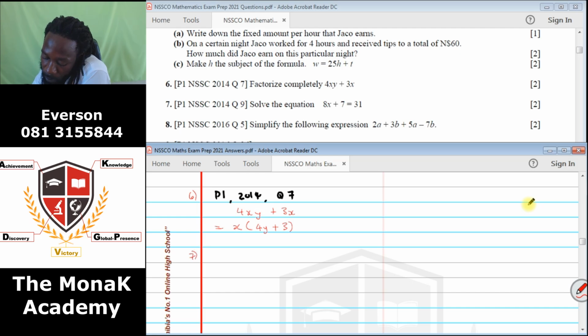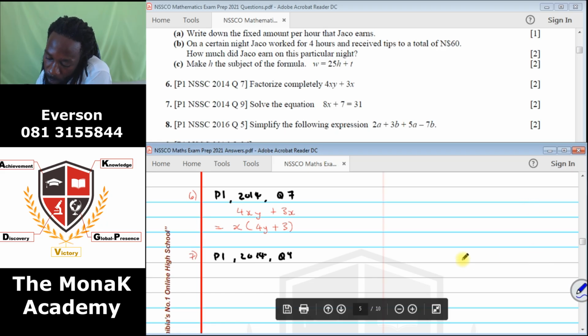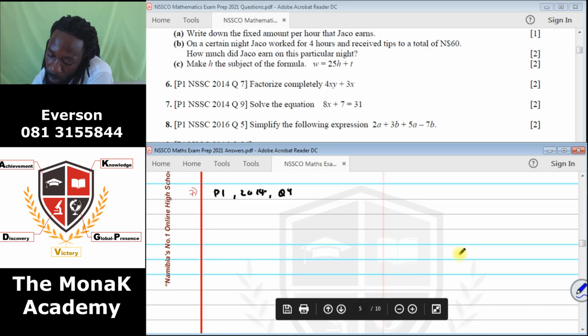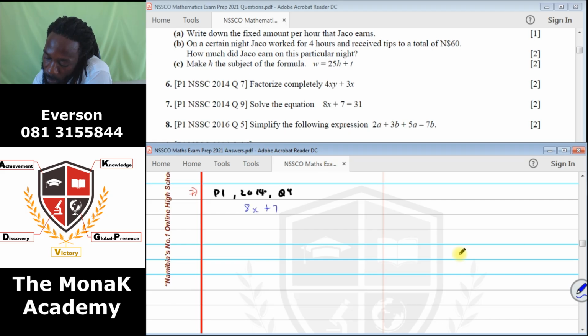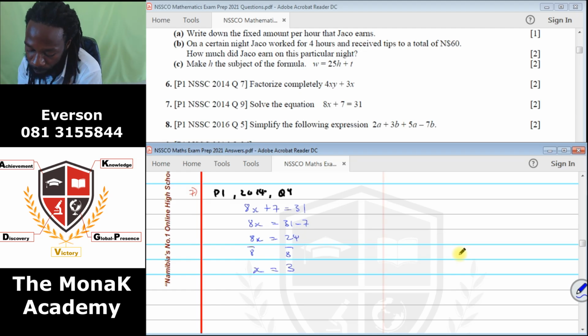Go to number 7. Number 7 comes from paper 1 of 2014, question 9. It wants us to solve the equation. So that's a simple linear equation. We have 8x. We take the 7 to the other side. It becomes 31 minus 7. 8x is 24. We divide by 8. So x is 3.